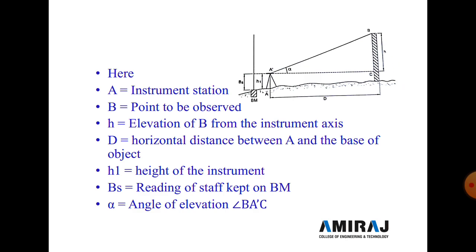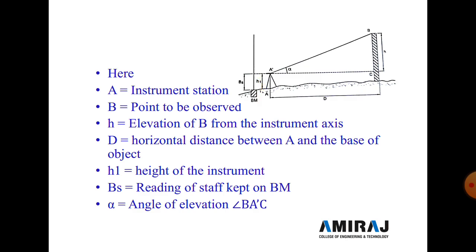Now D, so what is D? D is the horizontal distance between point A, the instrument station, and the base of the object. Now H1, what is H1? H1 is the height of the instrument. From the bottom point of the instrument to the top point of the instrument is called the height of the instrument, HI or H1.